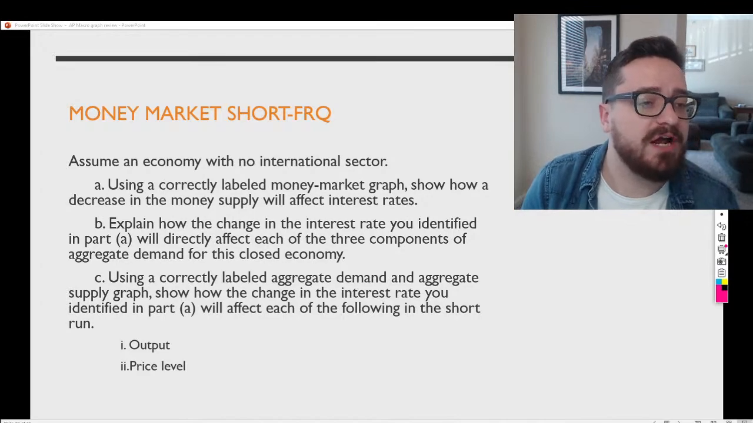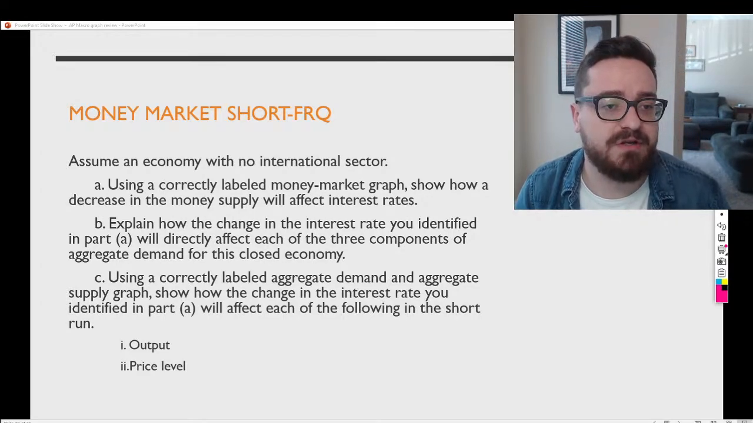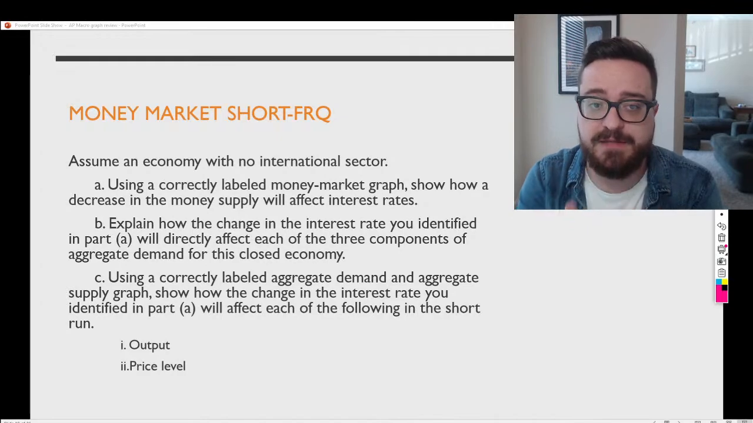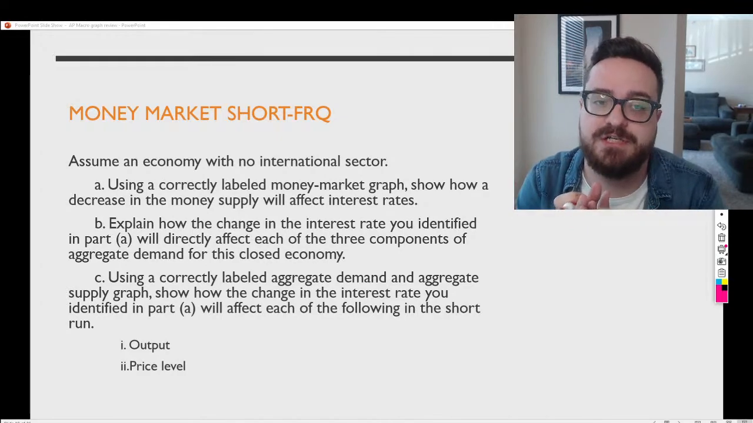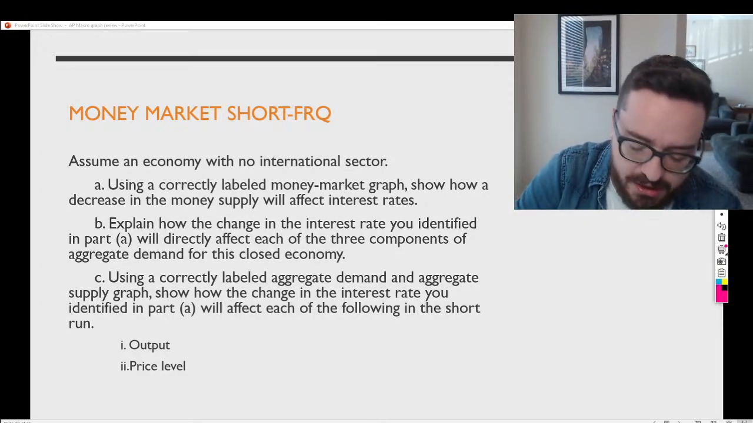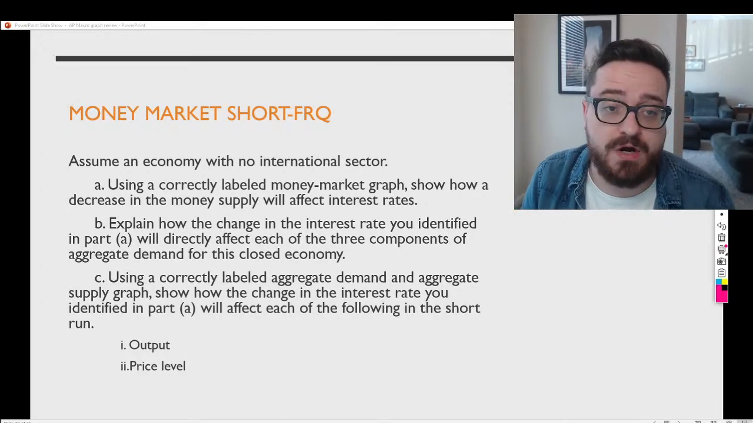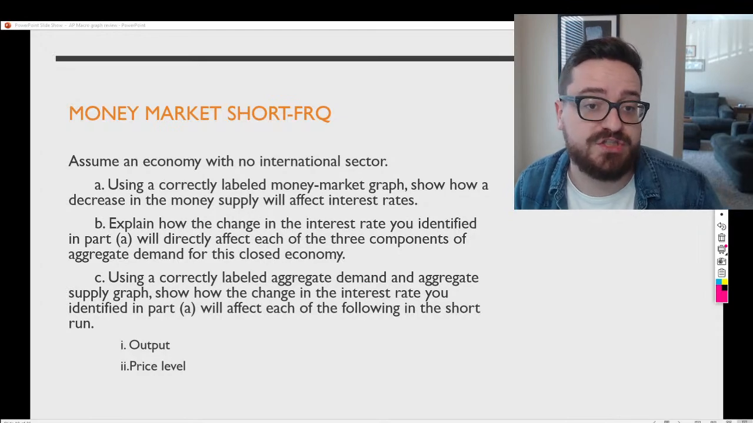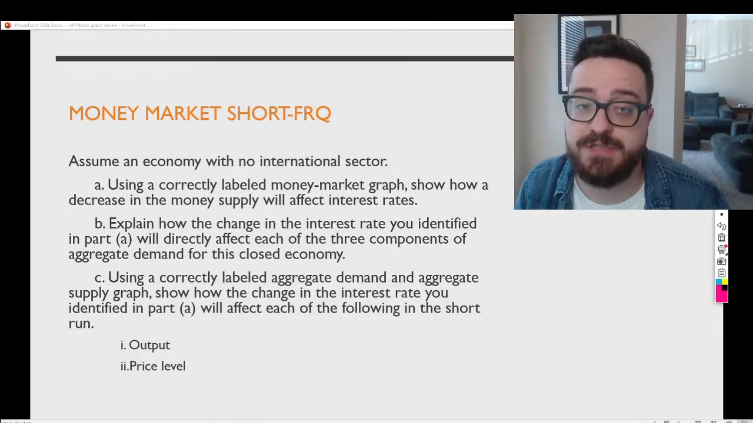Quick labeled money market graphs show how a decrease in the money supply will affect interest rates. This is literally taken from an AP exam question. It didn't even ask you about a monetary policy. It literally just told you, hey, dog, we'll give you a point if you draw the right graph. We'll give you another point if you move its supply curve left. People still mess that up.